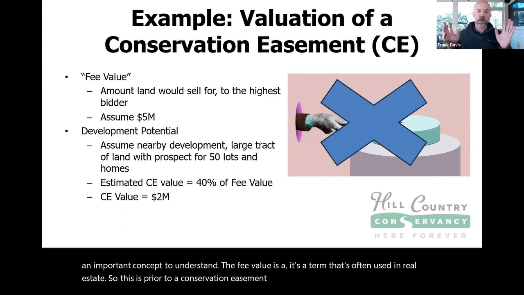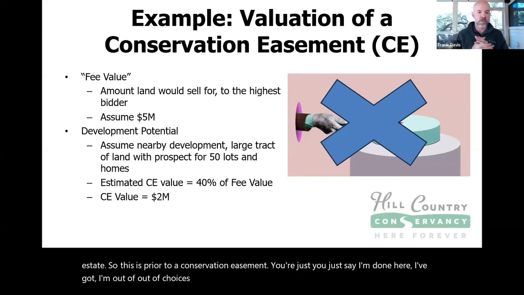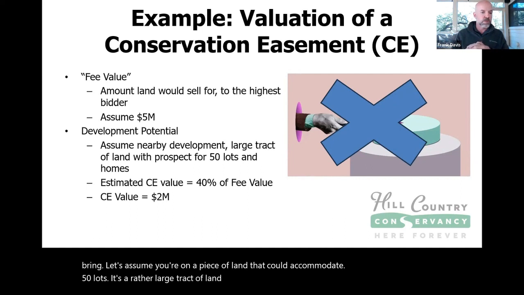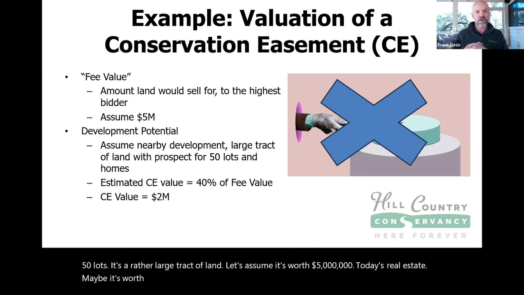You just say, I'm done here. I'm out of choices. I'm going to sell this land outright. Let's just see what people bring. Let's assume you're on a piece of land that could accommodate 50 lots. It's a rather large tract of land. Let's assume it's worth $5 million. Today's real estate, maybe it's worth a good bit more, but let's say 5 million for this example.